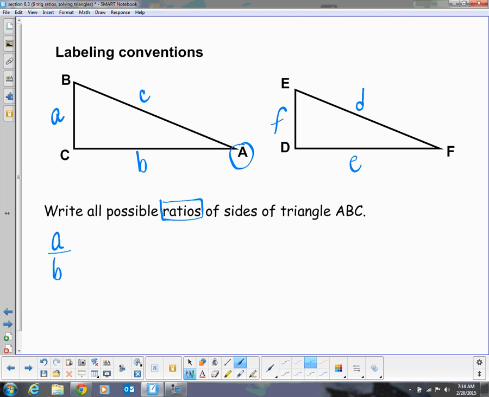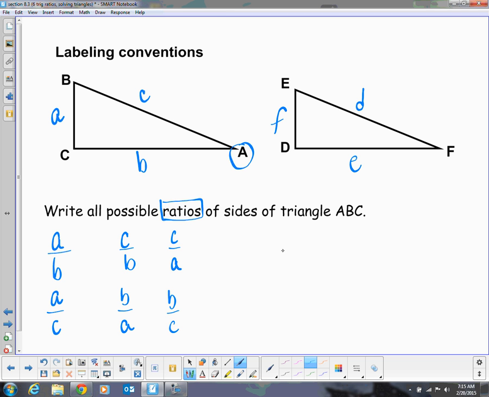A over B, what's another ratio we could write? A over C, what else could we do? We could do C over B, what else could we do? We could do B over A, what else? C over A and B over C. Okay? Those are all the possible ratios. How many are there? 6.